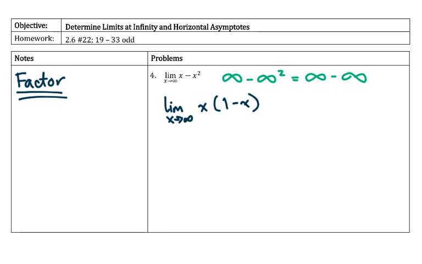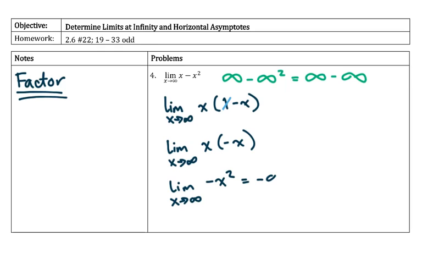Again, since we're only thinking about what's happening at the end, the 1 isn't going to make a huge difference. So then you have the limit as x approaches infinity of x times negative x, which is the same as the limit as x approaches infinity of negative x squared, which is negative infinity squared, which is negative infinity, or again, DNE.